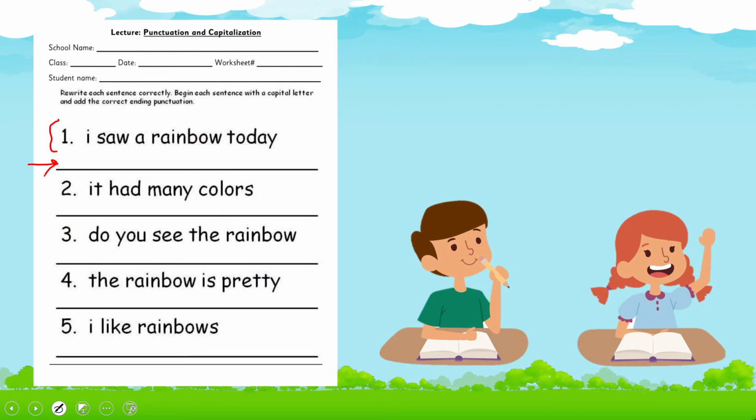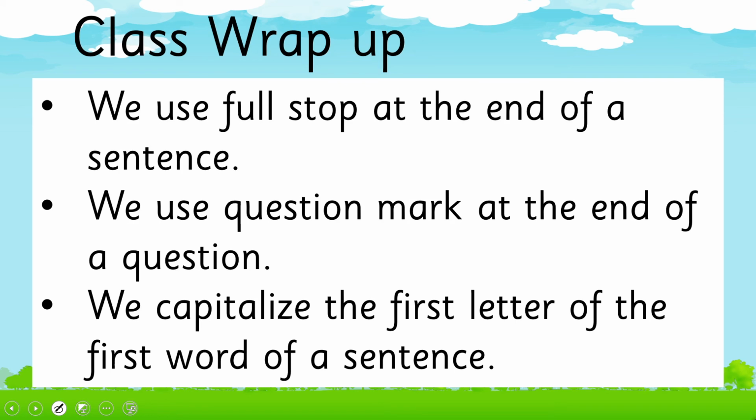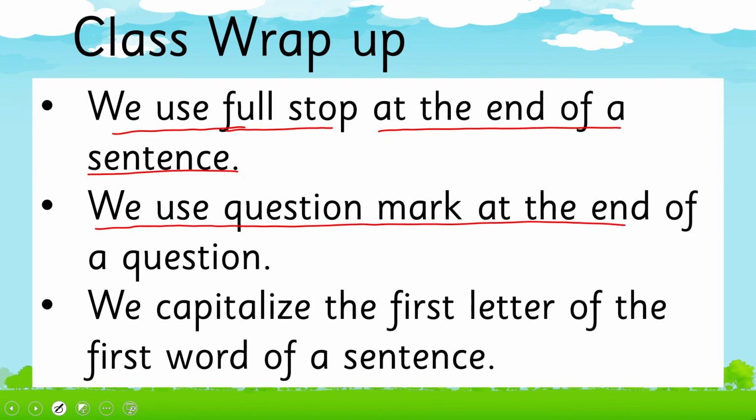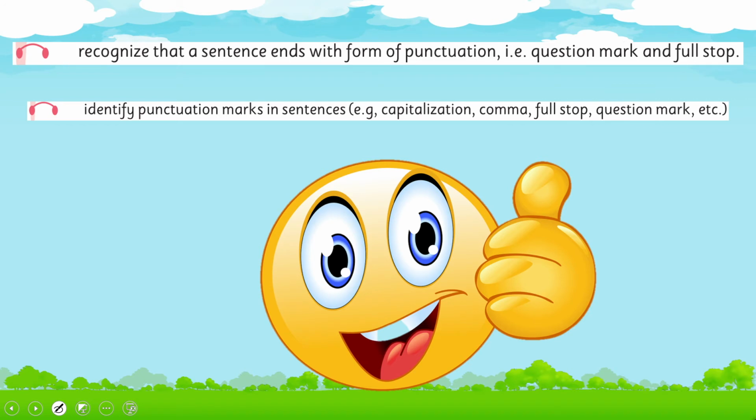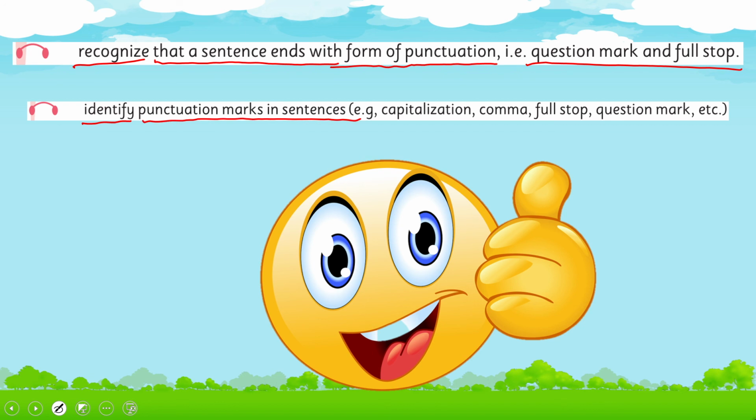So what we have learned today, we learned to use full stop at the end of sentence. We use question mark at the end of a question, and we capitalize the first letter of the first word of a sentence and particular naming word. So in this way, we achieved our SLO to recognize that a sentence ends with form of punctuation, question mark and full stop, and identify punctuation mark in sentences, capitalization, comma, full stop, question mark, etc. Are we done with it?